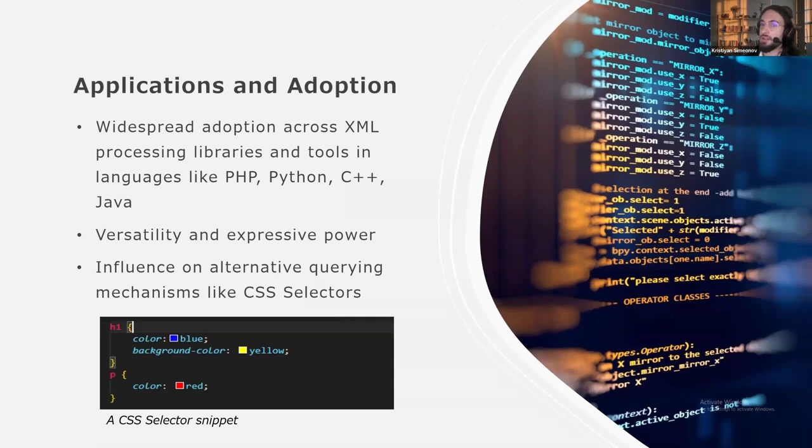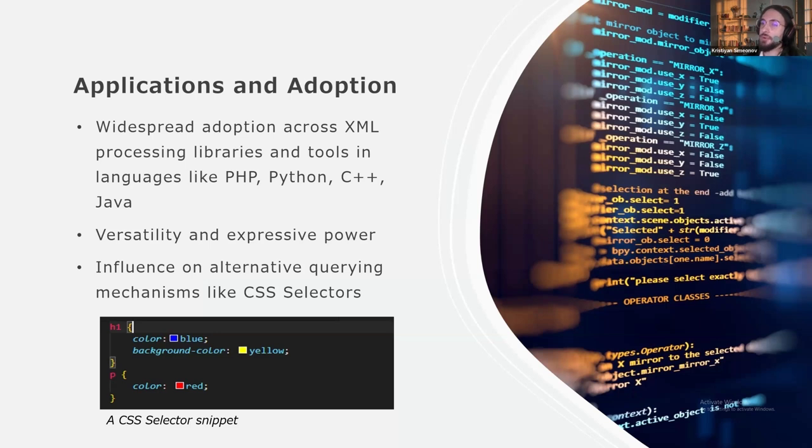Adoption and application. XPath is widespread, is adopted across XML processing libraries and tools in languages like PHP with its component DOM. In Python, it's ElementTree, and C++ as well. And of course, we have Java.